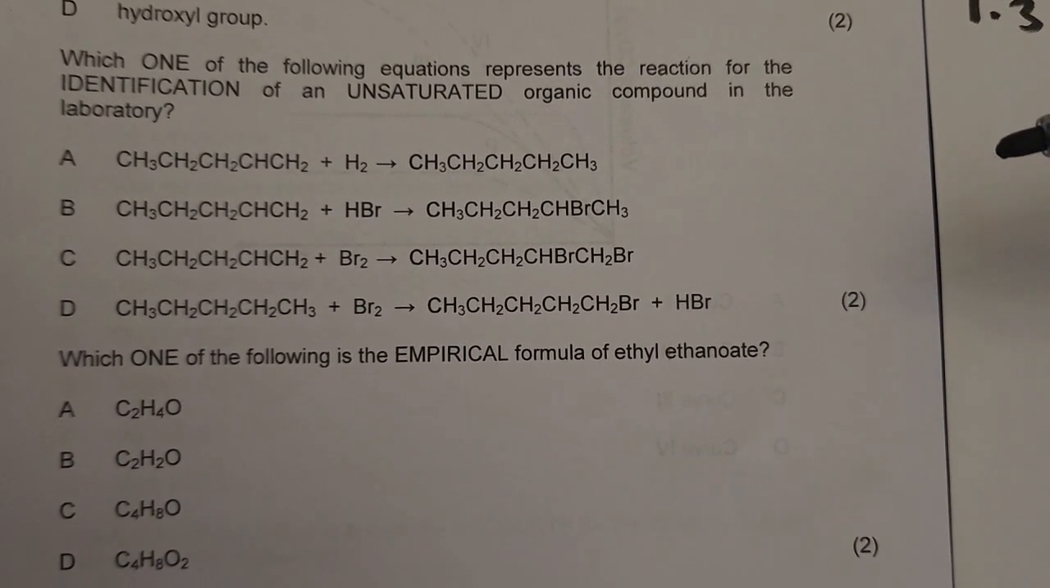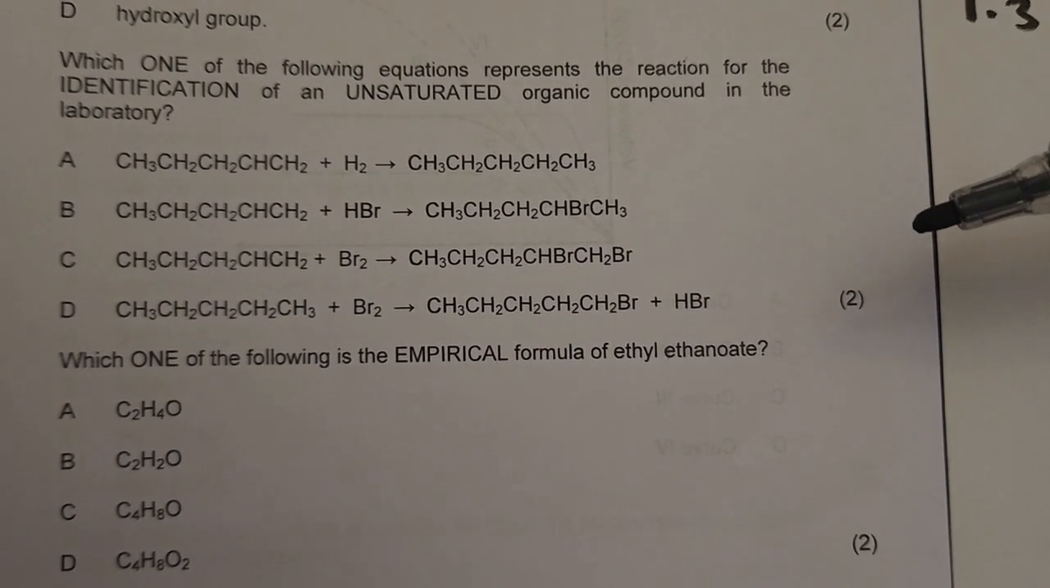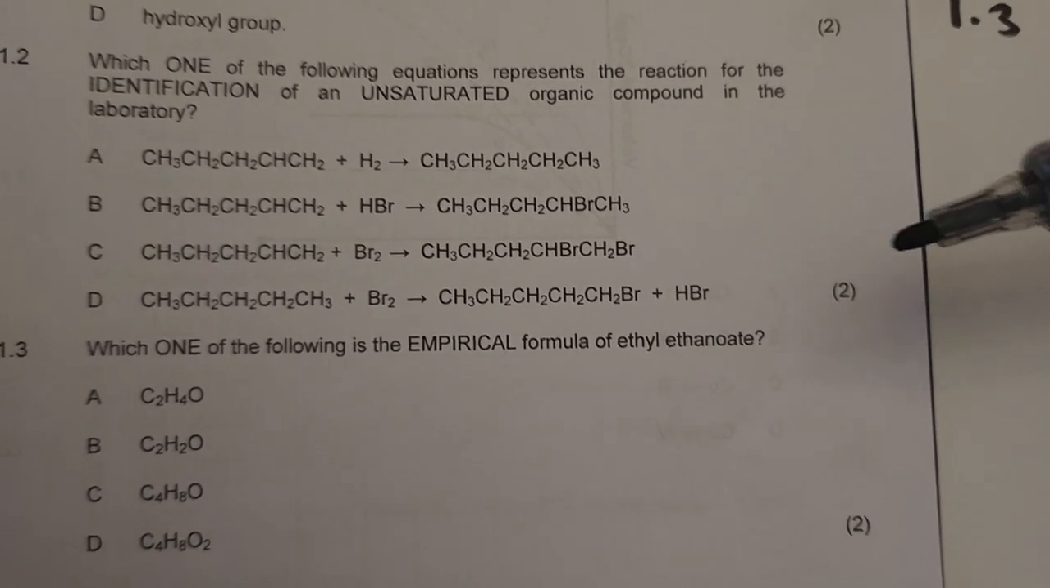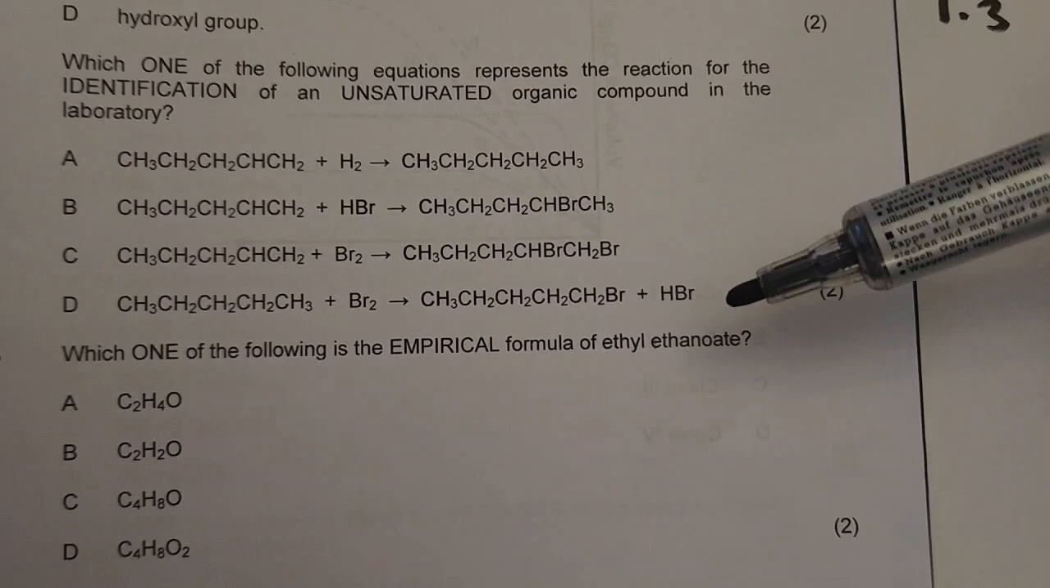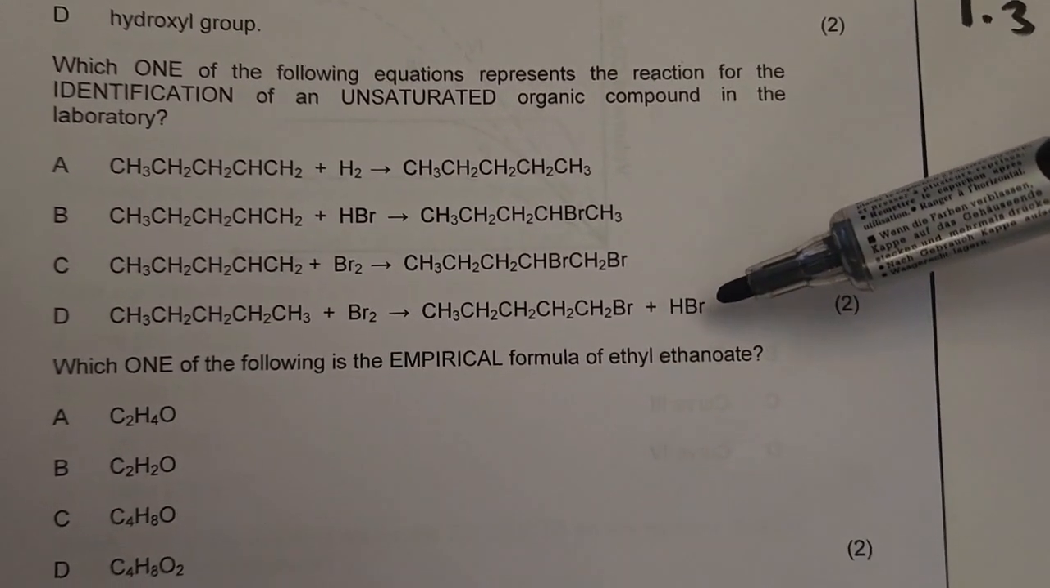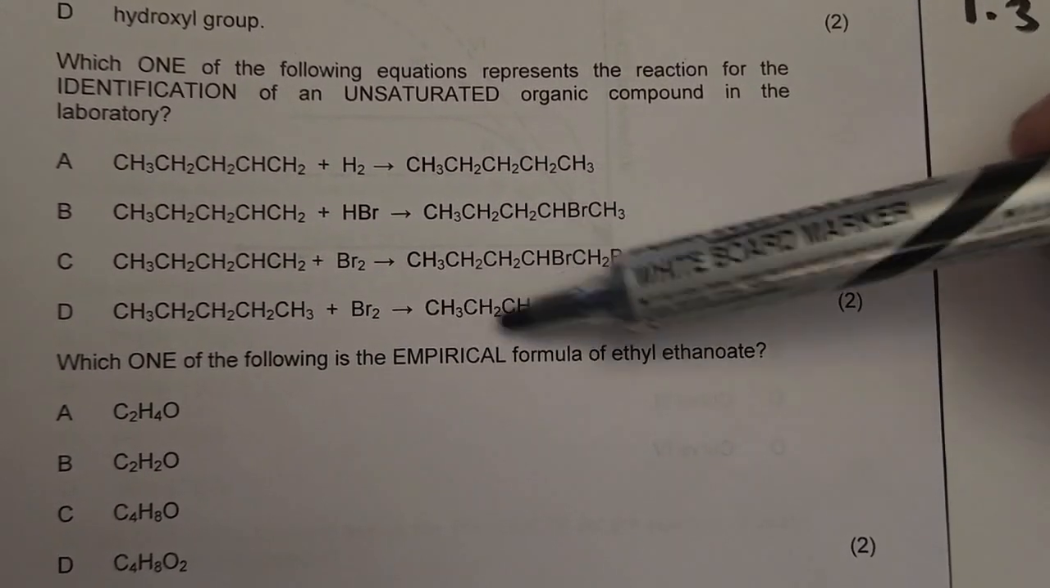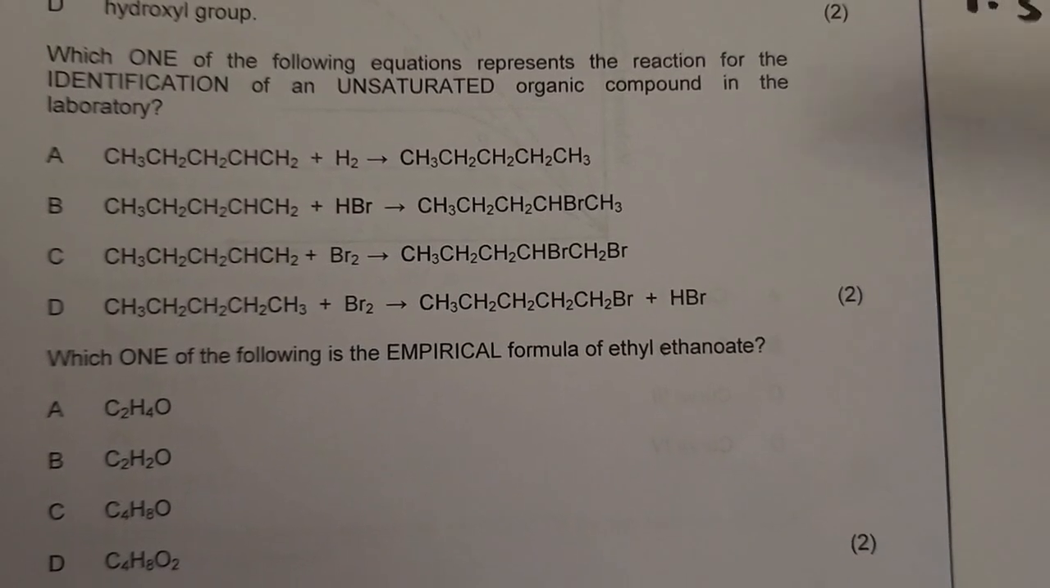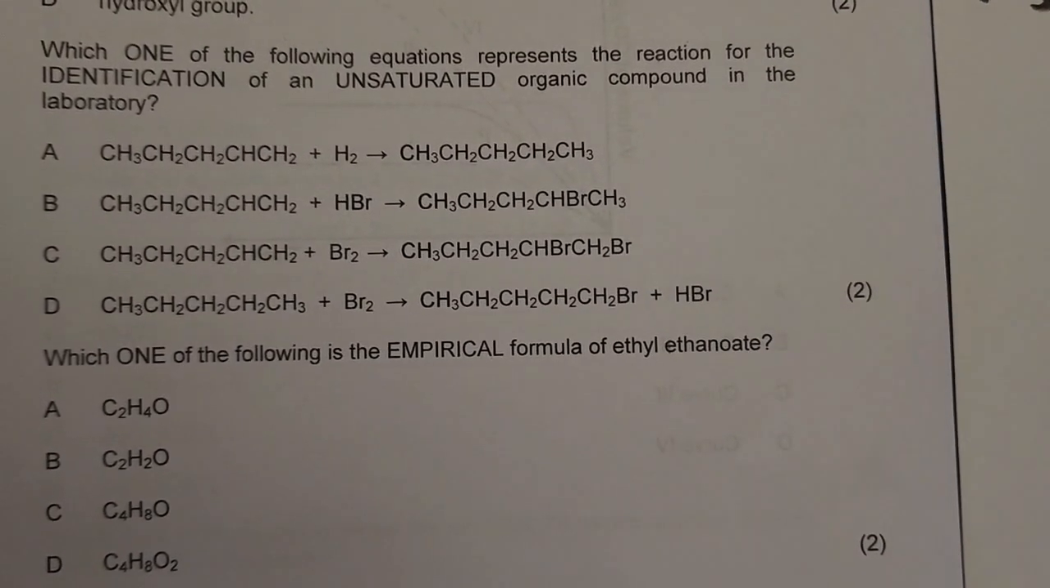But C is the correct one, whereas in D you can see there was a substitution because there's an HBr. So one bromine replaced one hydrogen there. So the best one would be C.